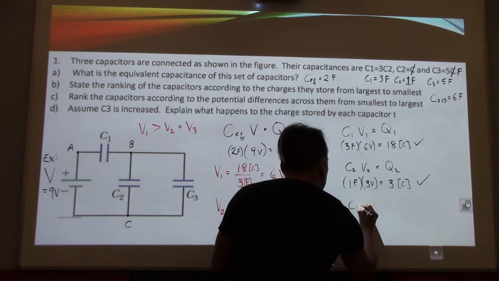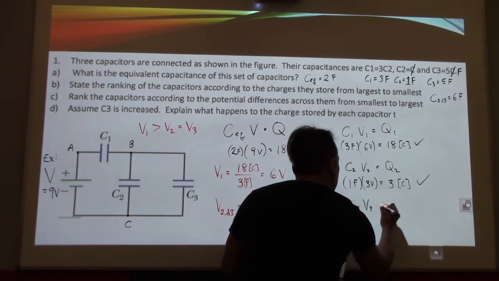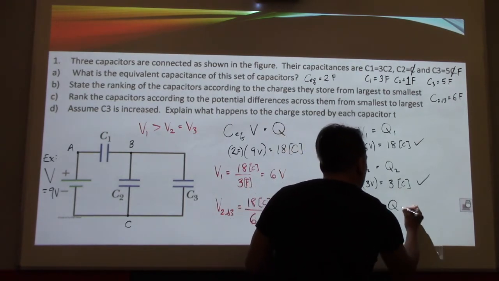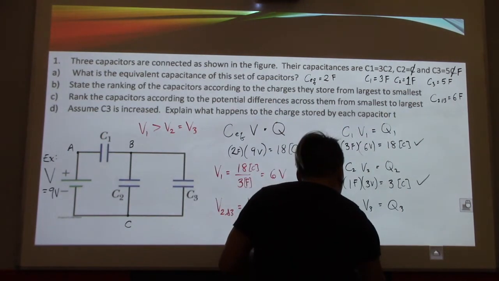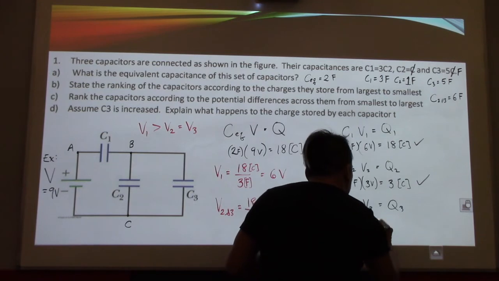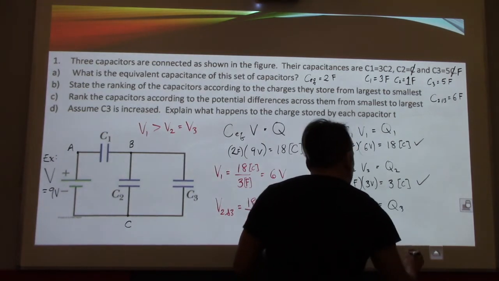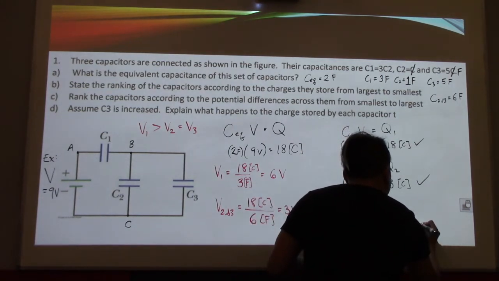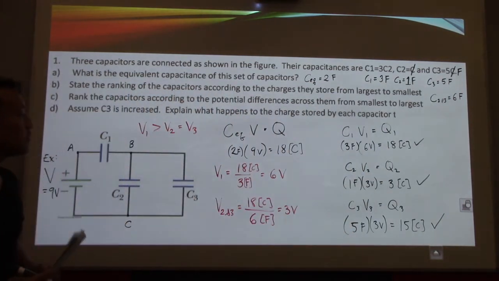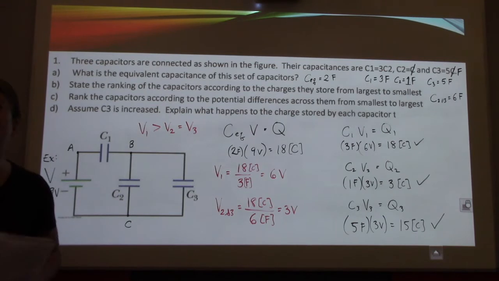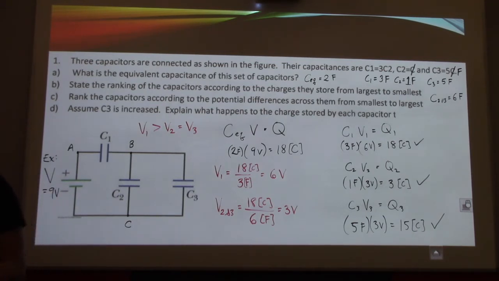And lastly, C3V3 equals Q3. C3 was 5 farads times 3 volts, which is going to be 15. Look at that. So let's rank them in terms of which capacitor stores the most charge, the most to least.